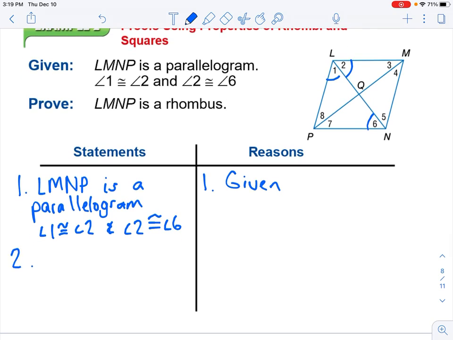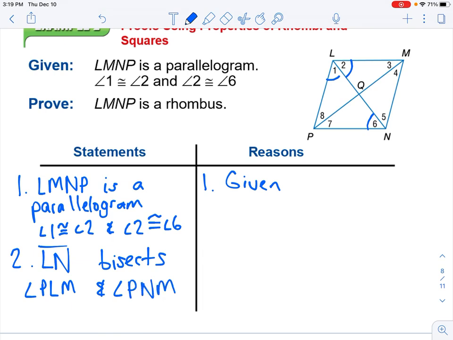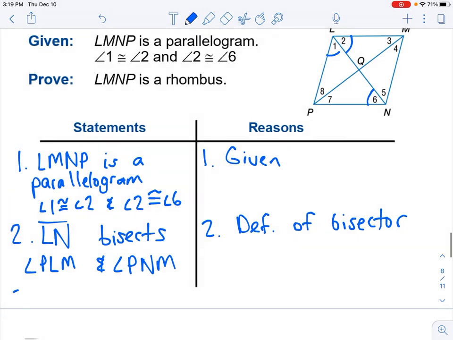So, for our second step, we are going to say that LN, that segment, bisects the angles PLN and PNM. And that's just definition of a bisector. Okay? And then we're actually ready to finish, because if we look back up at our theorems, we can go ahead and say that LMNP is a rhombus.